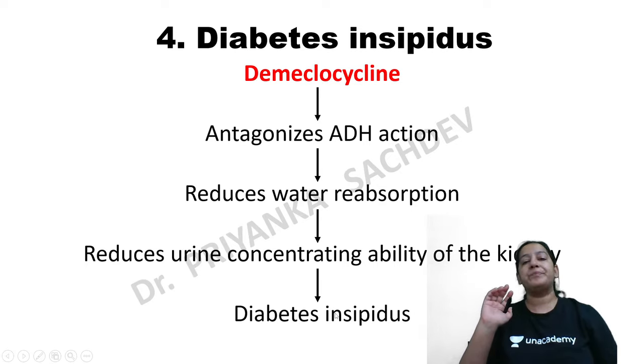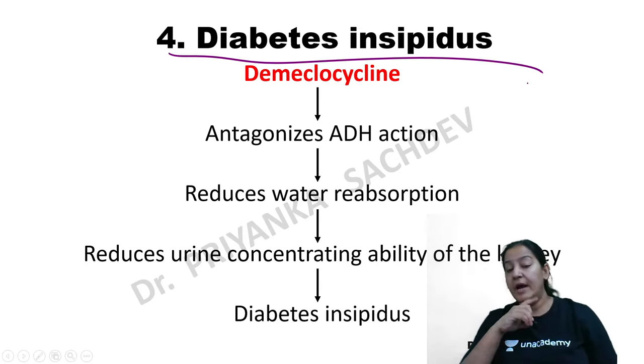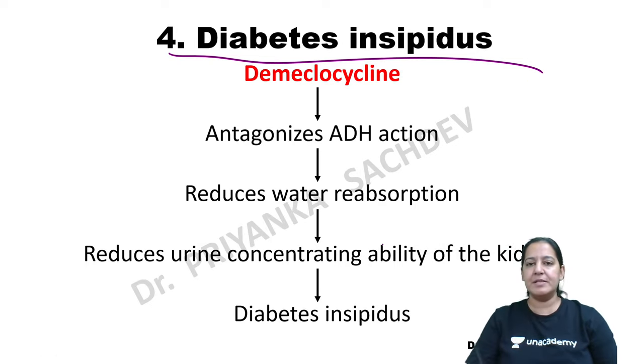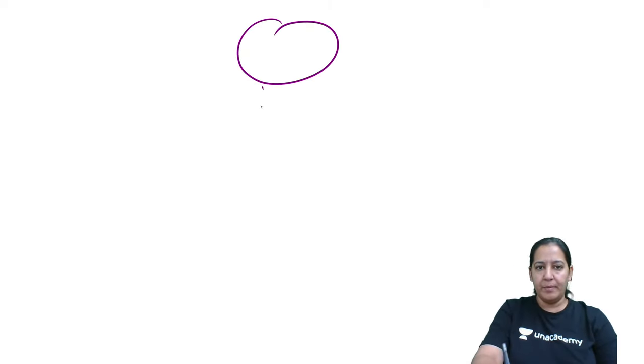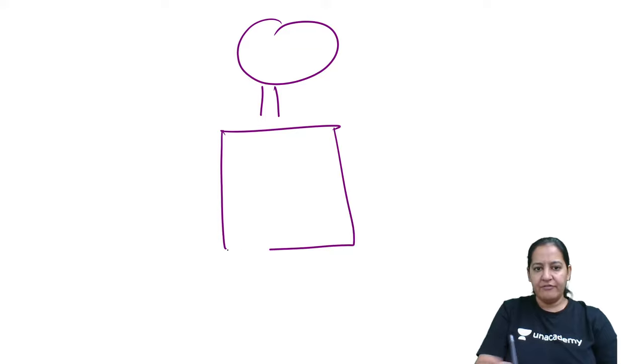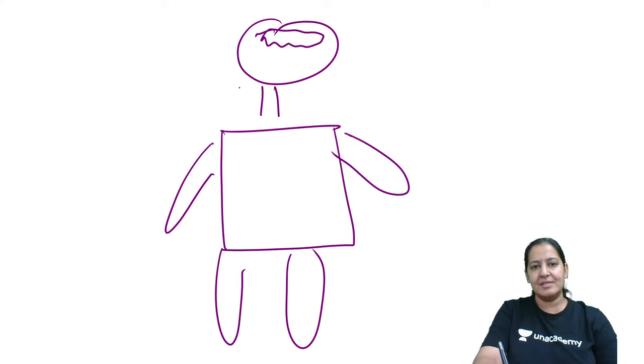So the next side effect is diabetes insipidus. What is diabetes insipidus? It is not diabetes mellitus. What is diabetes insipidus, by the way? Okay. Let me draw a rough human sketch diagram. In the brain, I would like to draw the pituitary. This is the brain, this is the pituitary.